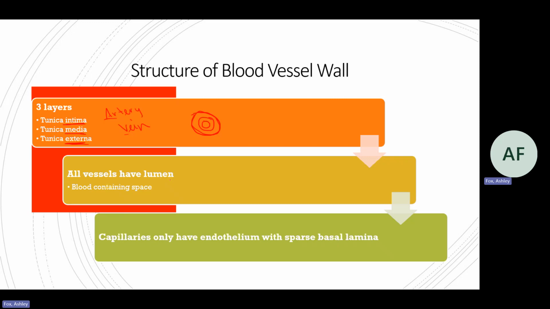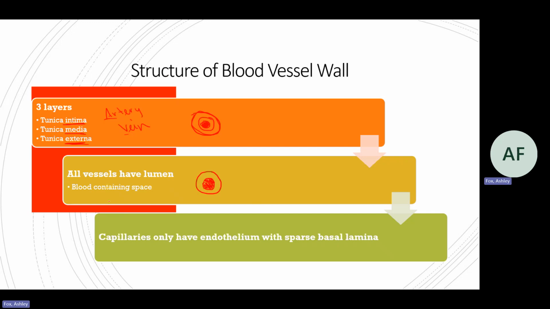All vessels, including capillaries, have a lumen, meaning they have a space in the middle. So with all these layers, this would be the lumen. So there's always a space in the middle, surrounded by the tunica intima, where blood is flowing. That's the purpose of them. They're the piping system, so they're for transport of blood around the body.